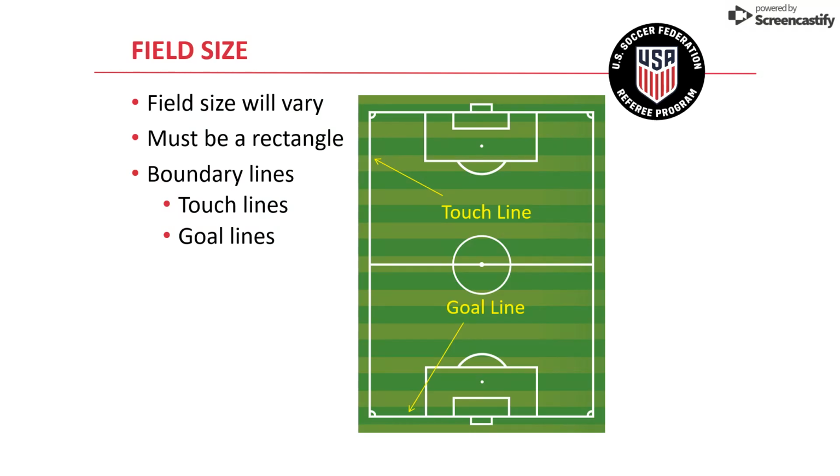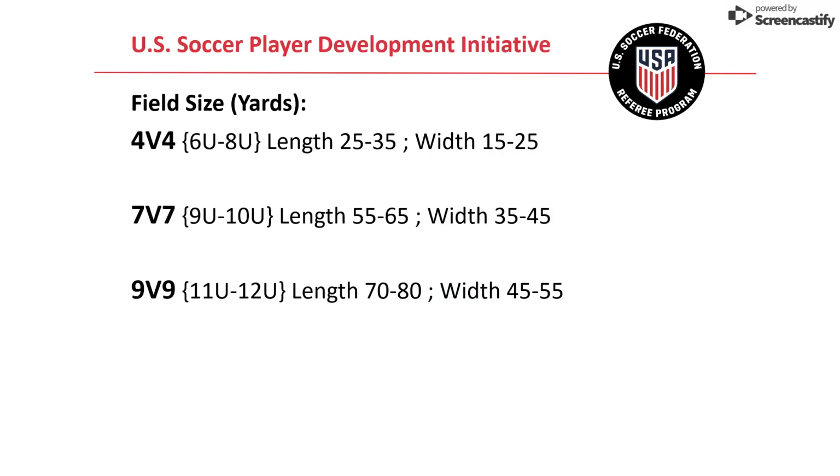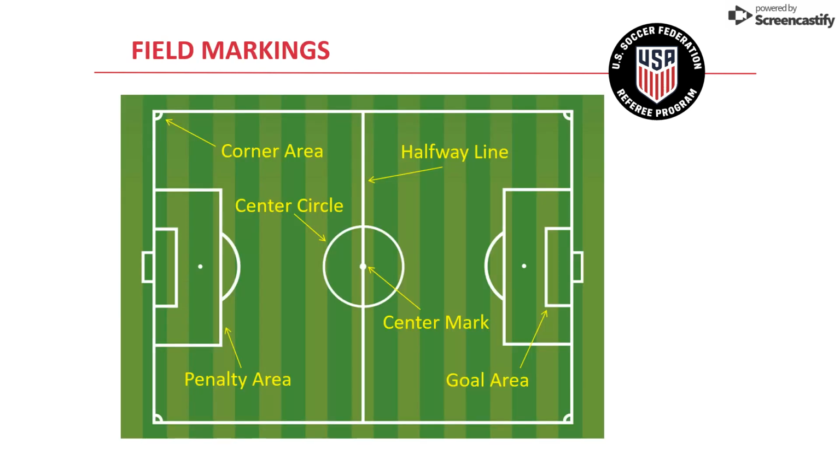The size of the field is determined by the state league rules. At a minimum, the field must be a rectangle in shape and have both touch lines and goal lines. These lines are called the boundary lines. For example, the U.S. Soccer Player Development Initiative recommends that small-sided youth games use this chart for guidance on the size of the field depending on the age of the players and the game format.